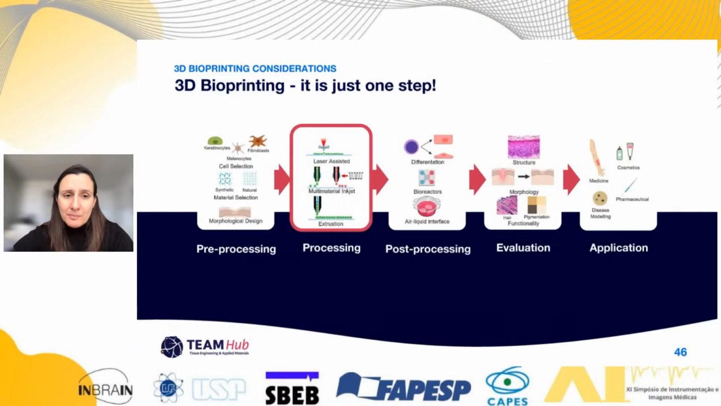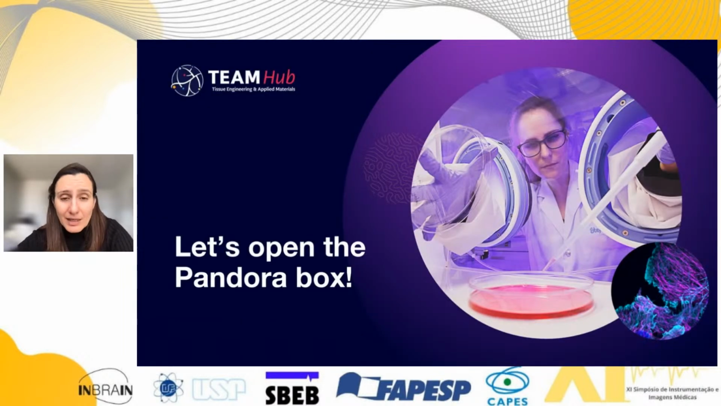And up to now, basically, I told you about this step here, which is called the processing step, which is when we decide what kind of 3D bioprinter we might need to use for our application. However, this is just one step in a very complex pipeline that involves the tissue engineering domain or the 3D printing domain. So there are quite a few things that we have to take into consideration before and after printing, and I will just walk through a few of them.